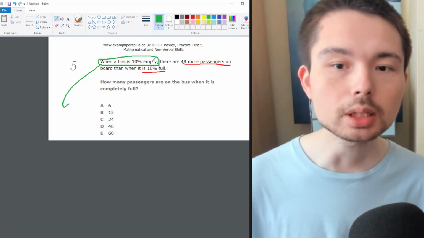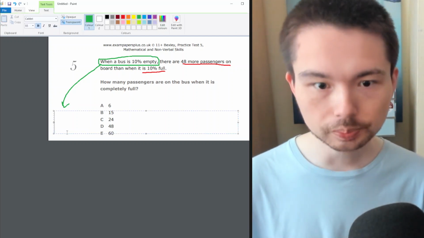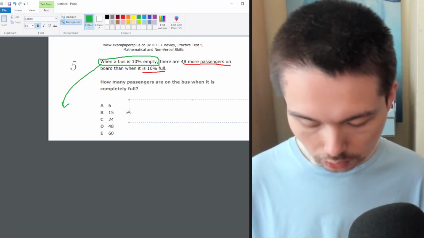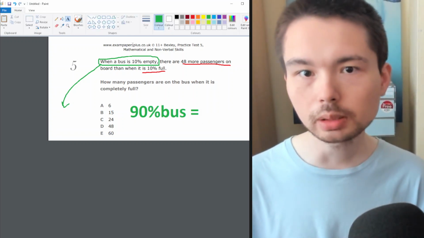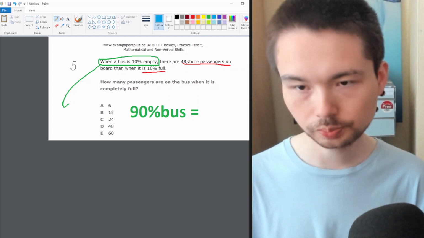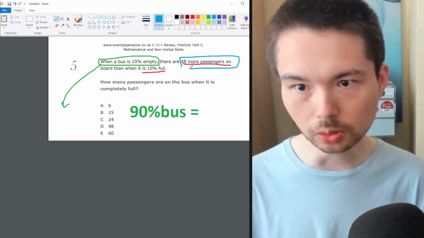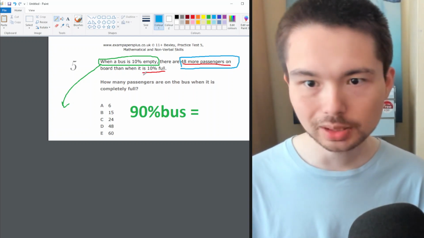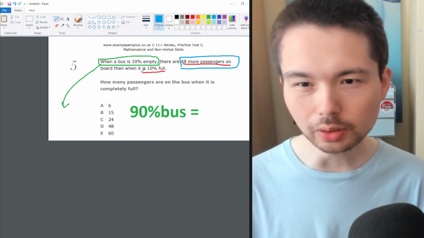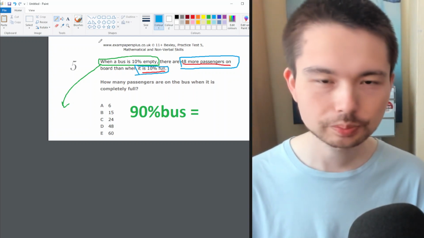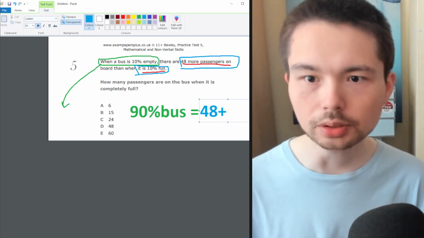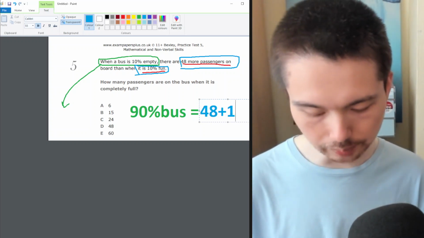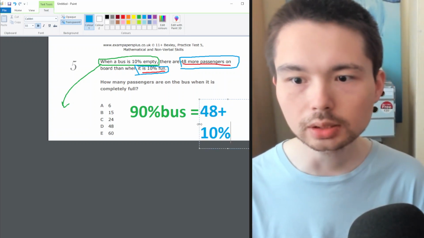10% empty means 90% full. Okay, so what? Well, 90% of the bus. Well, now we look at the next bit. We're saying it is 48 more than when it's 10% full. Even reading this again for the 4th time, still too wordy. So that bit is like 48, and then you plus 10% full. Okay, there we go. That is our setup so far.